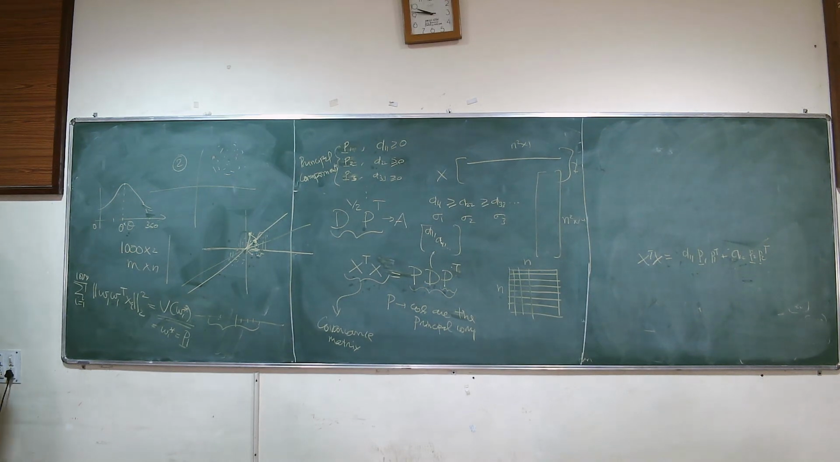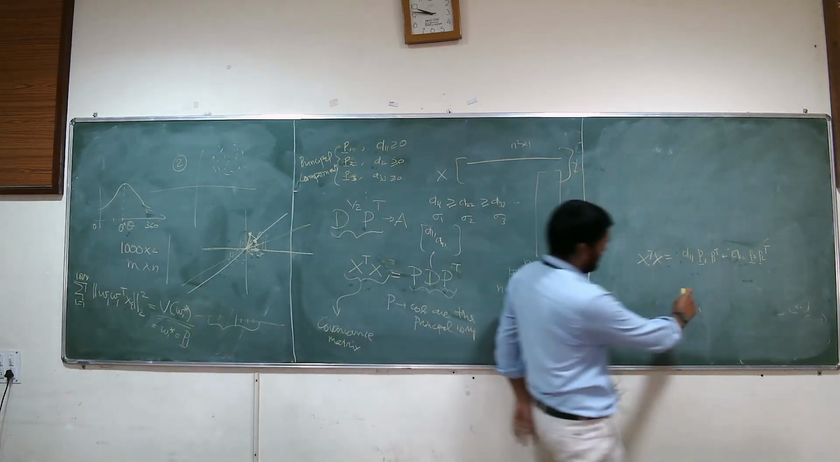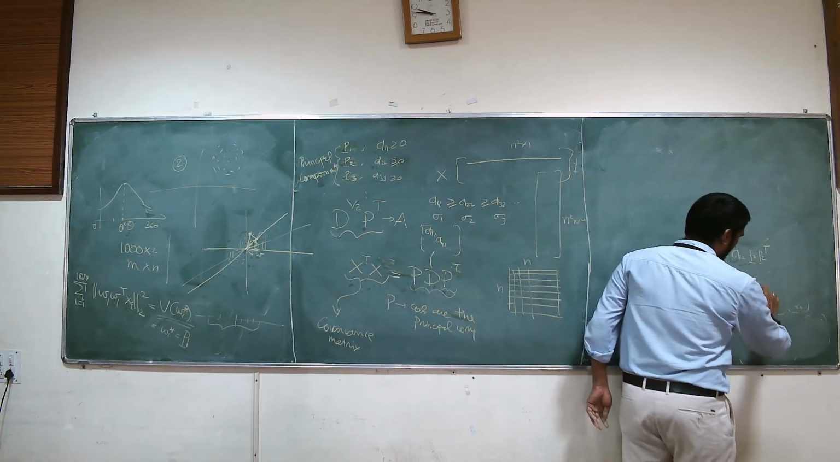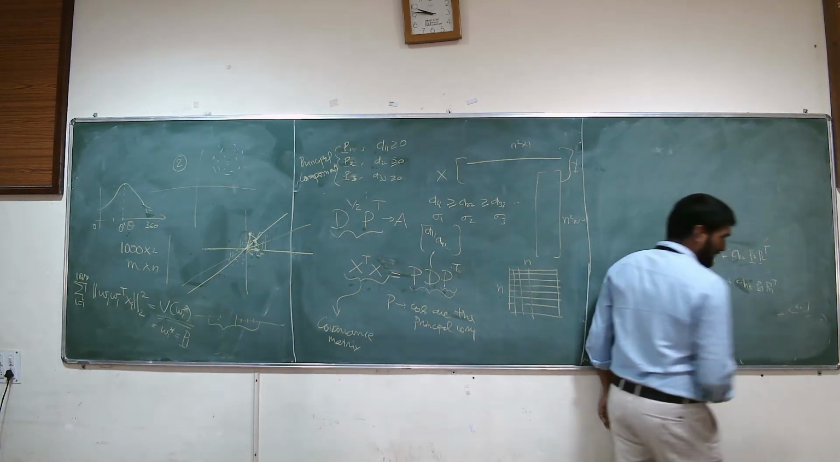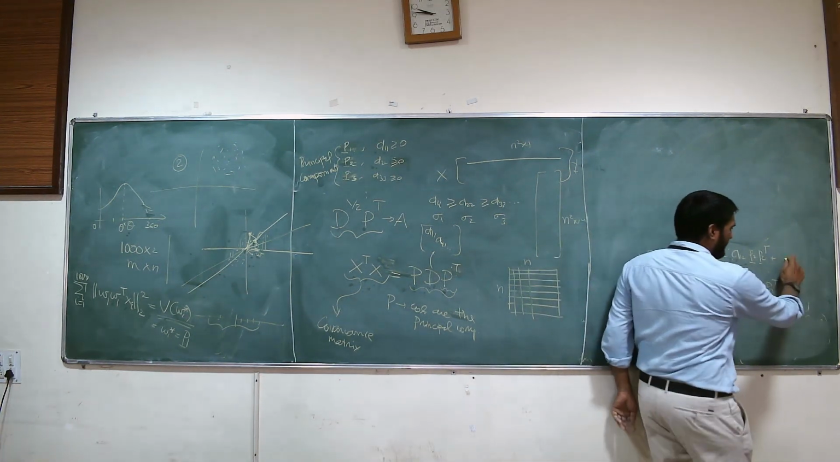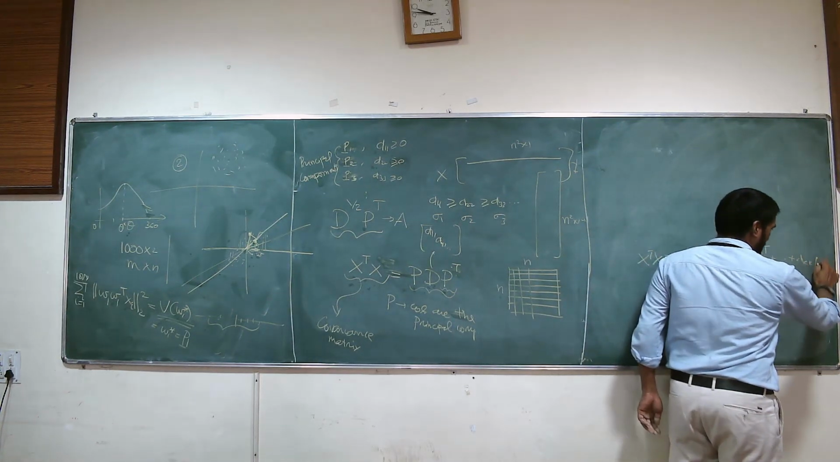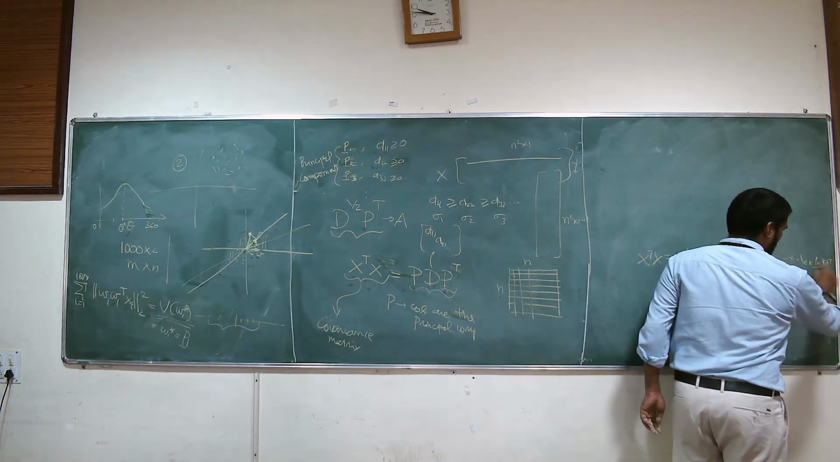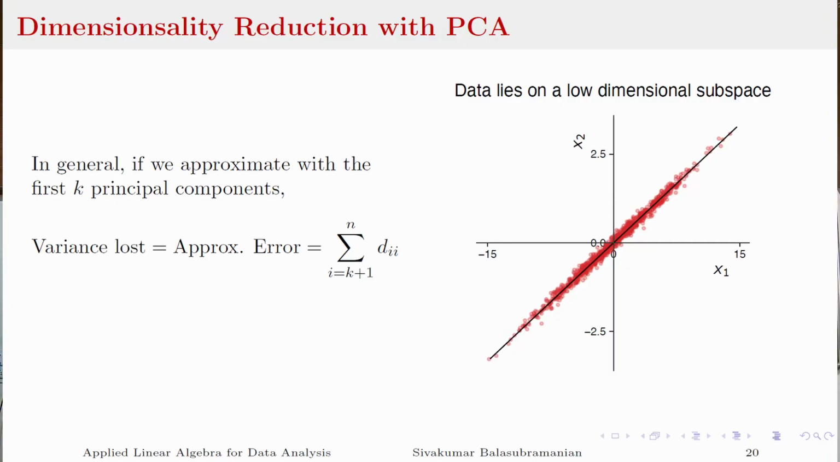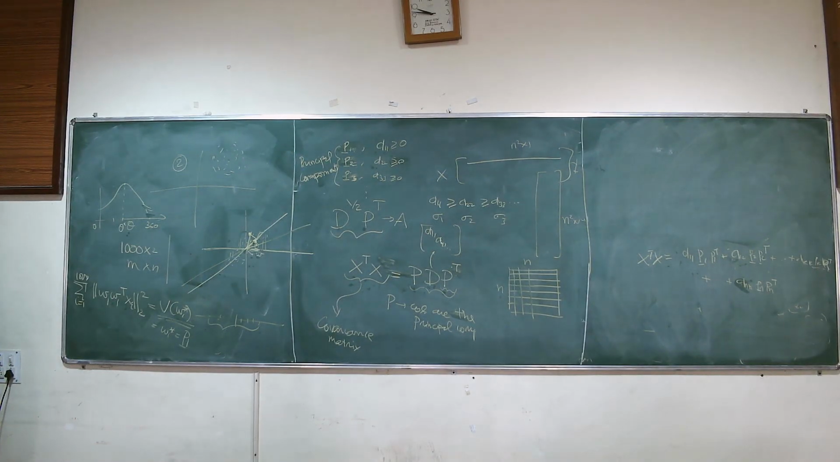But if you were talking about data that is n-dimensional, you would have something like this: Dnn Pn Pn transpose. If you wanted a k-dimensional approximation of the data, then you simply only keep terms till Dkk, and you get rid of the other ones. Then the error that you would make would simply be the sum of the variances from k plus 1 to n. Okay, that's for data compression.